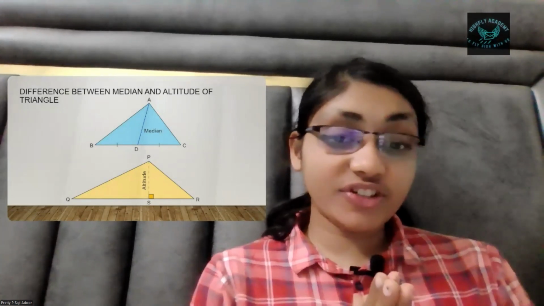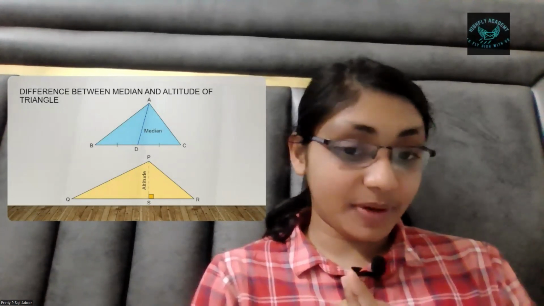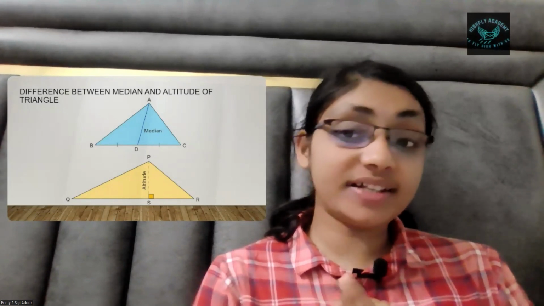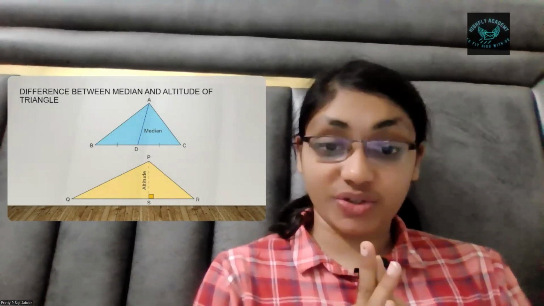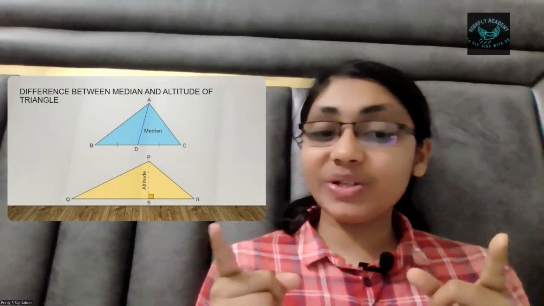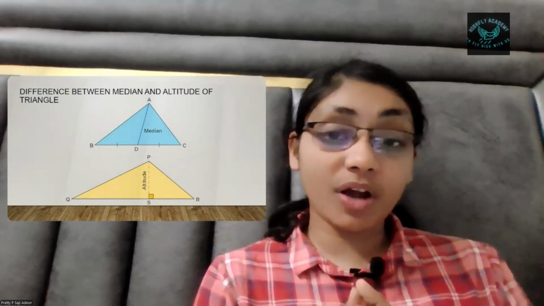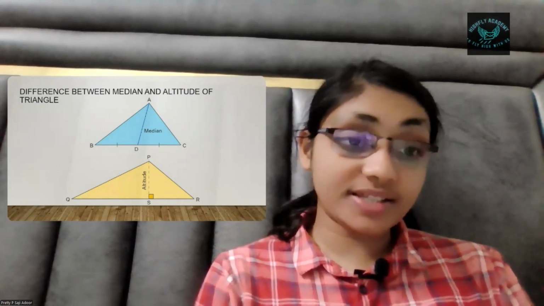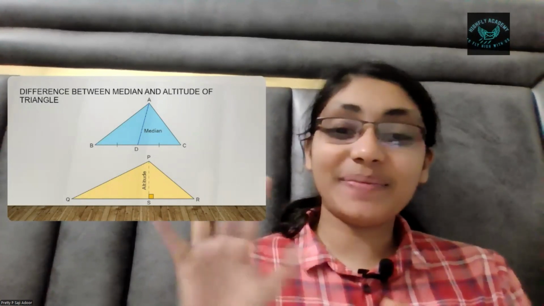So that's all for today. Today we have learned about different types of triangles, median and altitude. We will see you in the next class with some more problems and questions related to this.